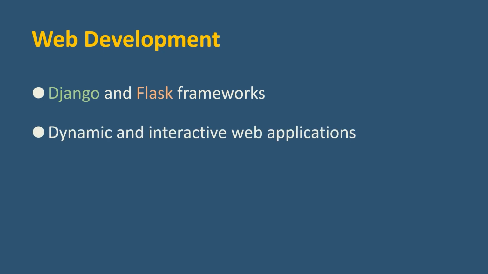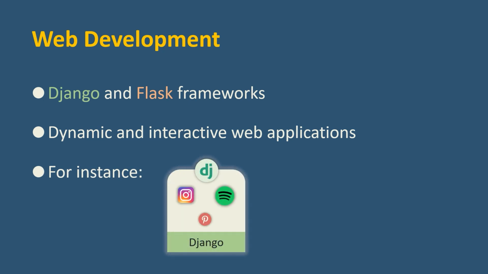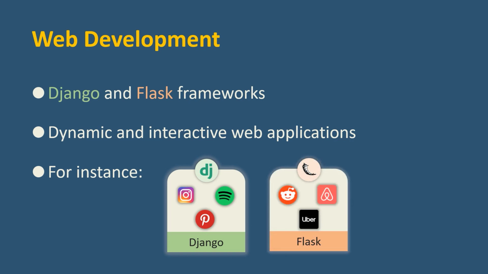Web development. Python is widely used in web development, powering popular frameworks like Django and Flask. With its simplicity and flexibility, Python allows developers to create dynamic and interactive web applications. For instance, popular platforms like Instagram, Spotify, and Pinterest use the Django framework for Python. Other major companies like Reddit, Airbnb, and Uber use the Flask framework to handle millions of user interactions every day.